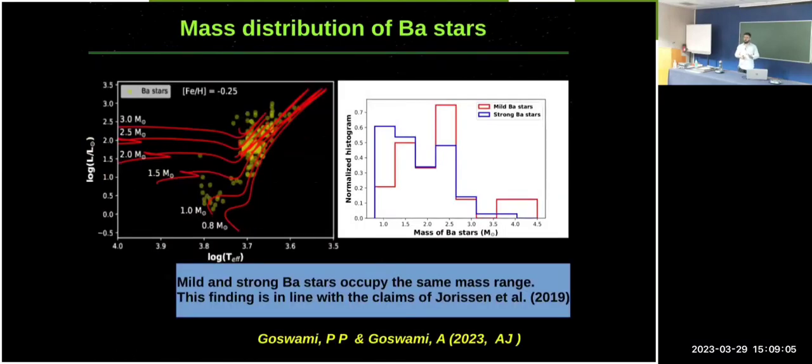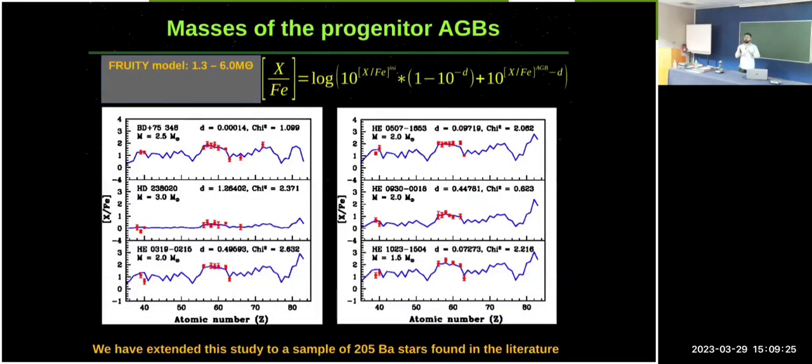We derived masses of barium stars from around 205 barium stars taken from literature using the HR diagram. And we plotted the mass distribution of barium stars for both mild and strong barium stars. And we found that the mass distribution of mild and strong barium stars is the same. So they occupy the same mass range. Then we tried to see whether we can find the masses of the AGB stars. The masses of the white dwarf companions of the barium stars have already been studied by many groups by long-term radial velocity monitoring programs. But no study has yet been done on the masses of the AGB stars.